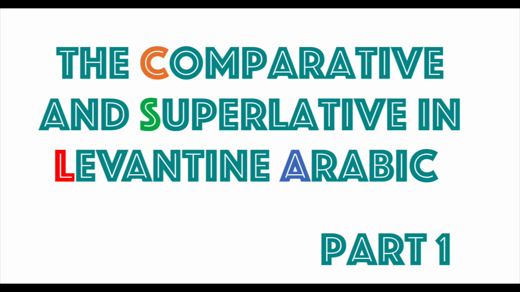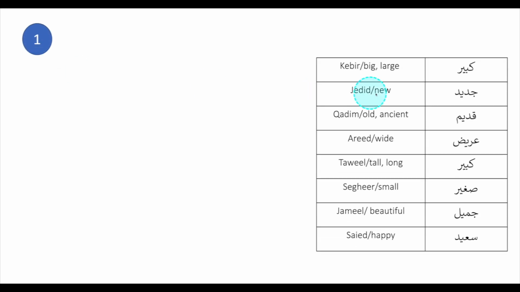In this tutorial, we'll be talking about the comparative and the superlative. However, I'm going to break this into a number of parts. Hopefully, it will be easy for you to understand and follow. The first section, we will look at the adjectives. First, let's read these adjectives.